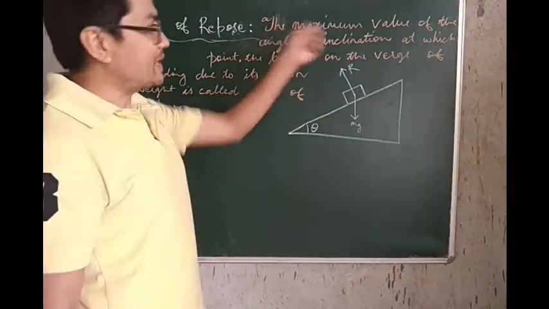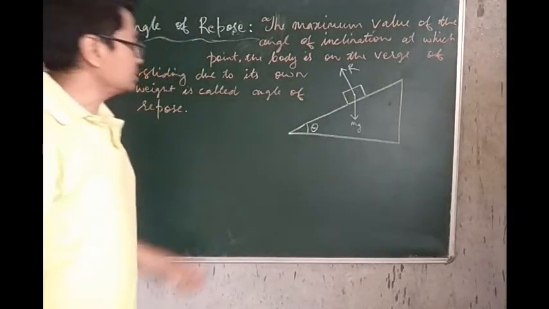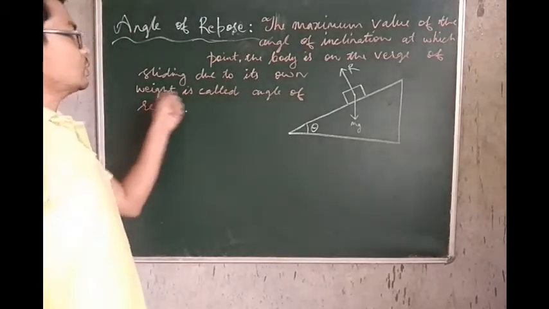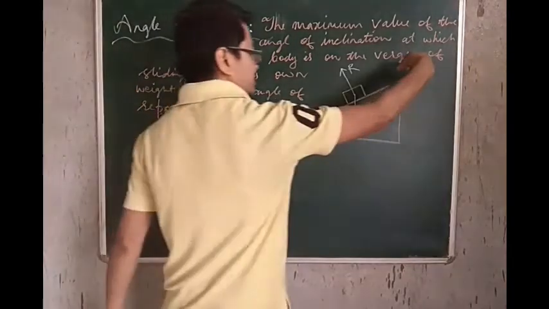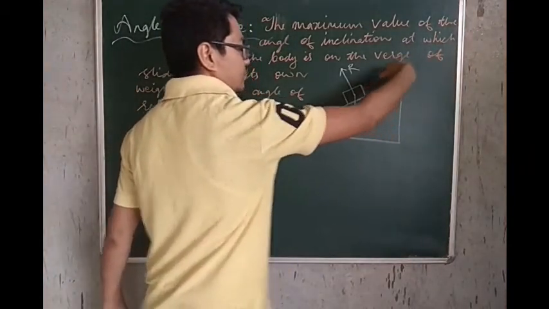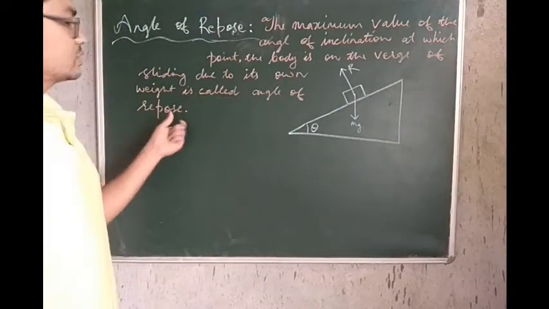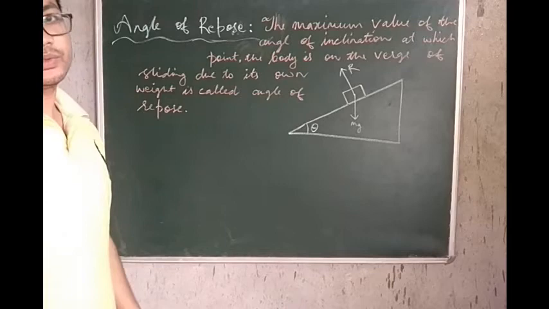So the angle of repose is the maximum value of the angle of inclination at which the body is on the verge of sliding down due to its own weight, without us applying an external force to push it down. Okay, so it starts sliding down on its own, and that is what is called the angle of repose.